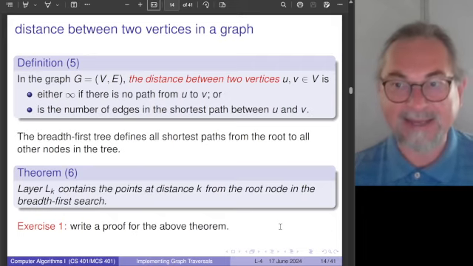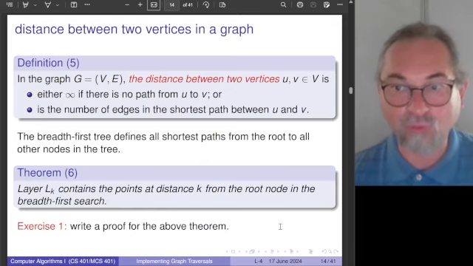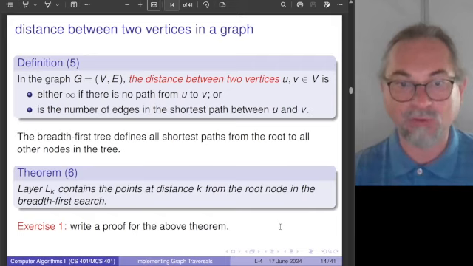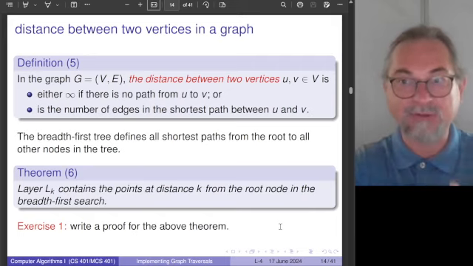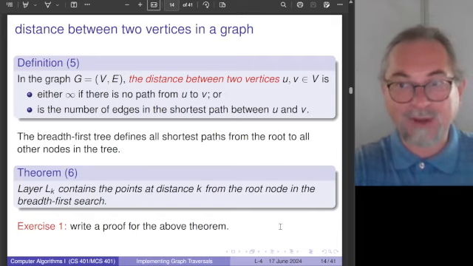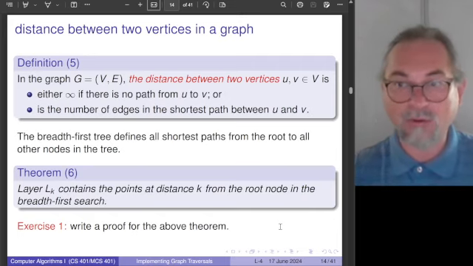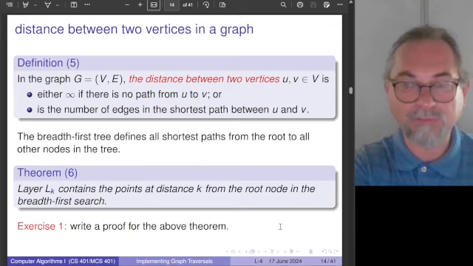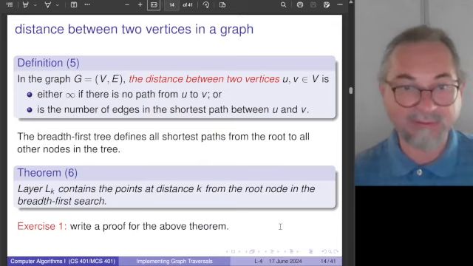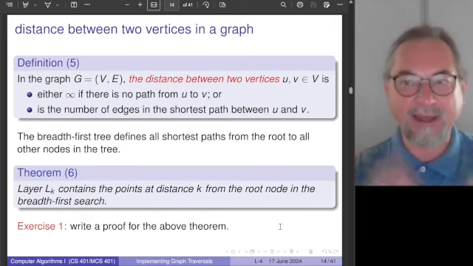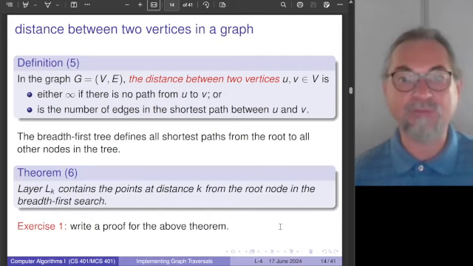Well, any vertex in the layer k is connected to one vertex in the layer k minus 1. So we have one edge between layer k and every node. Every node at layer k is connected to some other node on layer k minus 1. K minus 1 plus 1 is k. So there is a path, and the path is unique, going from that node in layer k to the root node. And most importantly, we have k edges, we have distance k, and this proves the theorem.